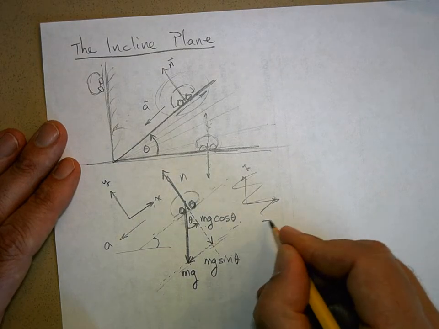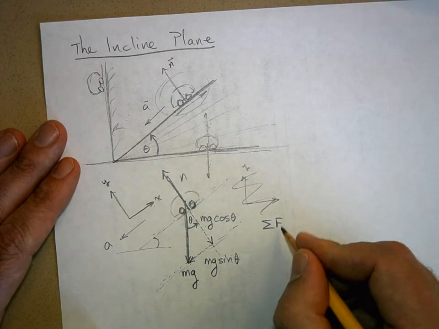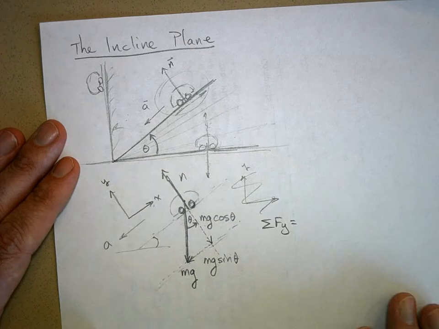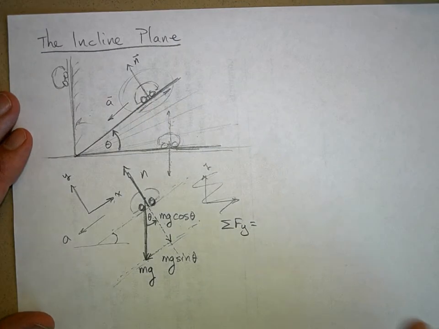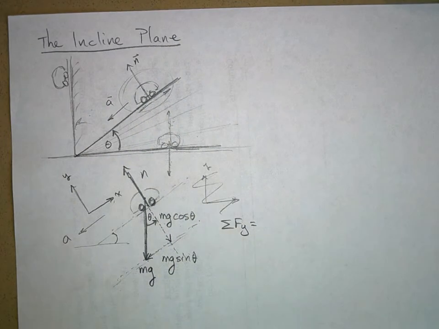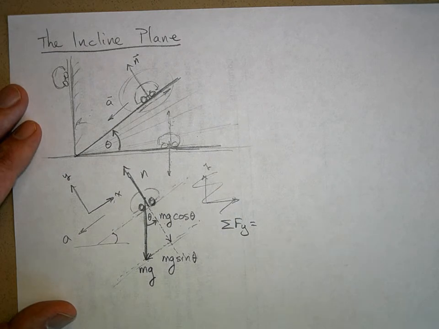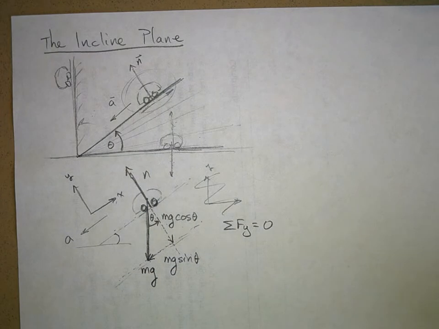Let's sum the forces and, let's do the y direction first. And why? Because we don't really need to do the y direction in this problem, but you will later. It's going to be equal to 0. When I add up all the forces in the y direction, it's going to be equal to 0.